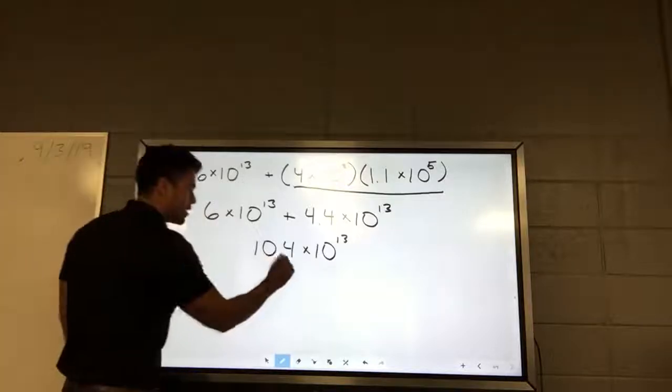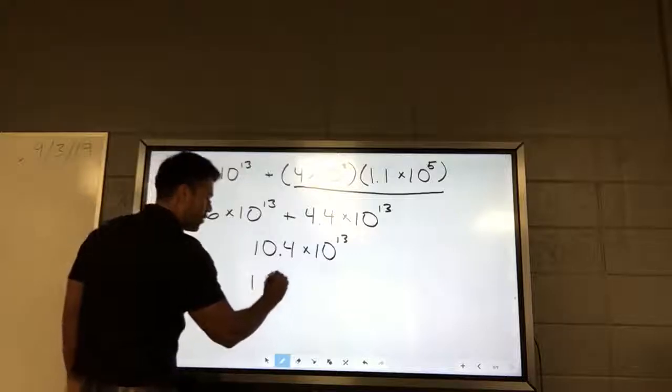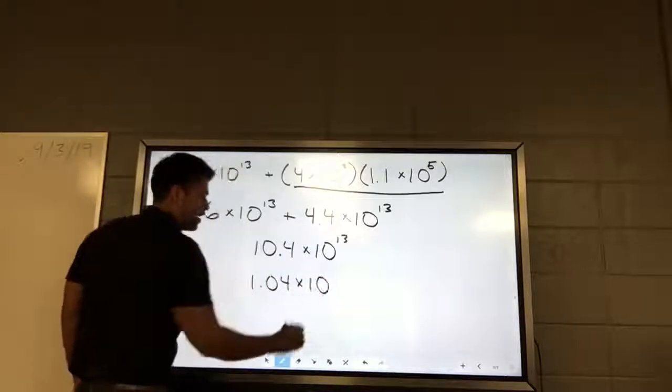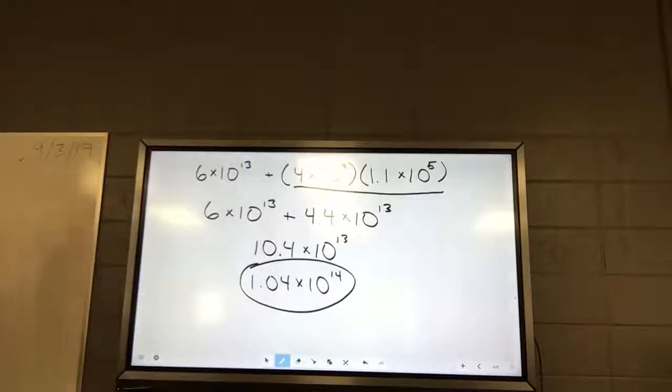Okay, and then that's not the correct answer, because it's not written in scientific notation. What is it? 1.04 times 10 to the 14th. That's scientific notation. Big or small number? Big. What are the biggest ones we've seen?